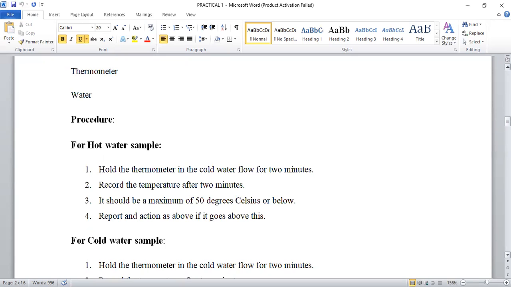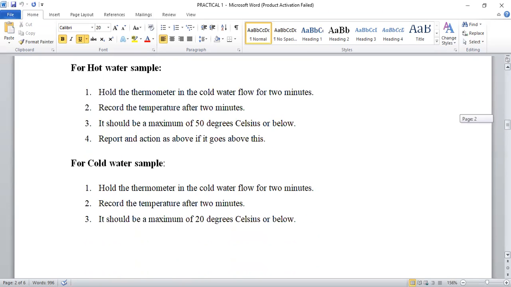The temperature should be a maximum of 50 degrees Celsius. If the temperature exceeds 50 degrees Celsius, we will repeat the test, report it, and then take action.